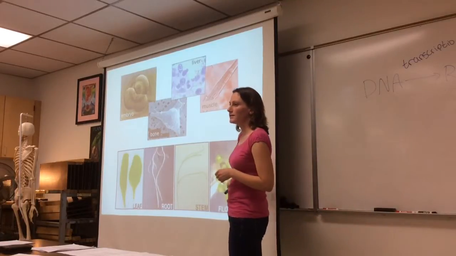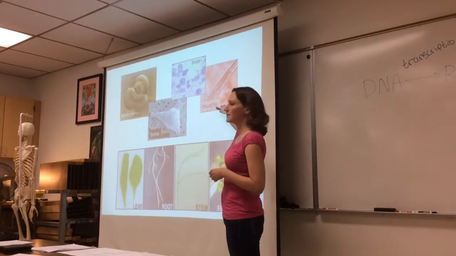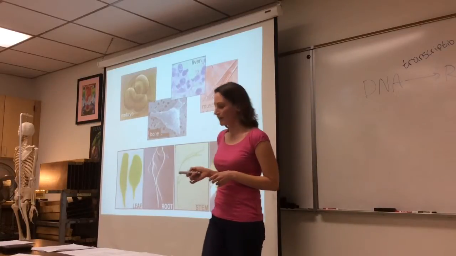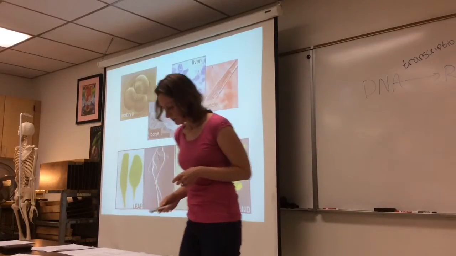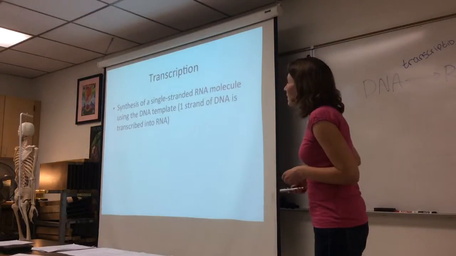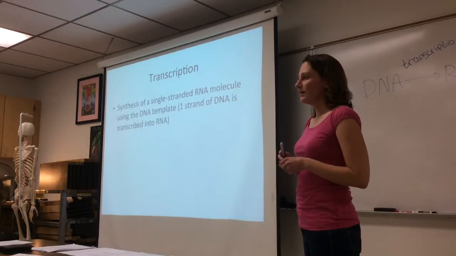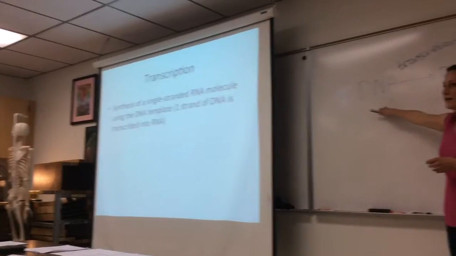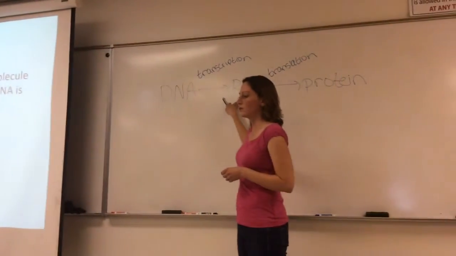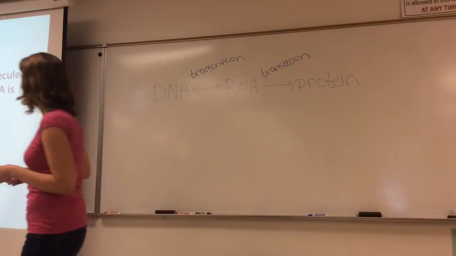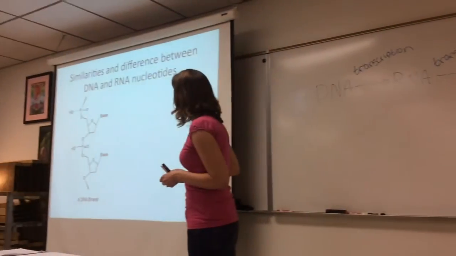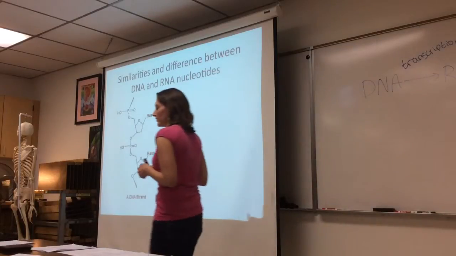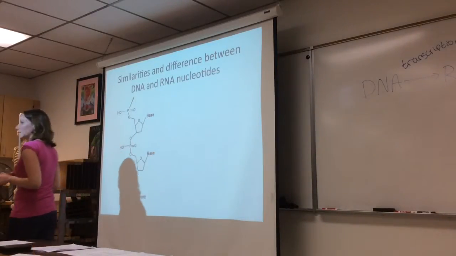So here's an example. Plants have different organs, same as us, and then here are some different cell types. So gene expression, different genes underlying those differences. So let's start by talking about transcription. That's the process of taking the DNA and going to RNA.